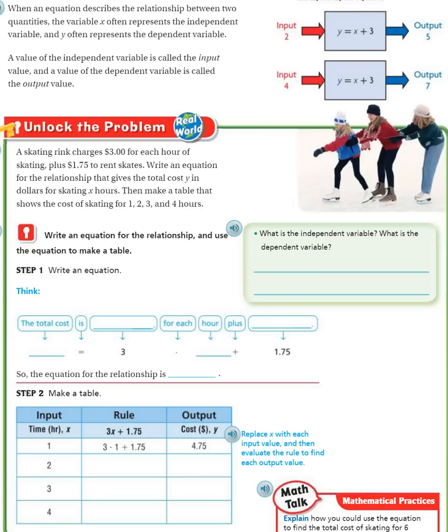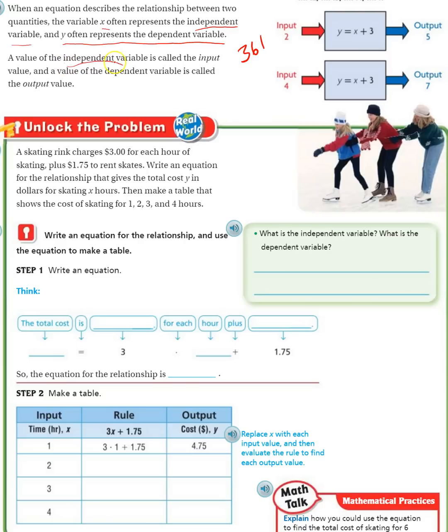All right, join me on page 361, the Go Math textbook. Follow along. When an equation describes the relationship between two quantities, the variable x often represents the independent variable, and y often represents the dependent variable. But that doesn't always have to be the case. It's just saying it usually is.